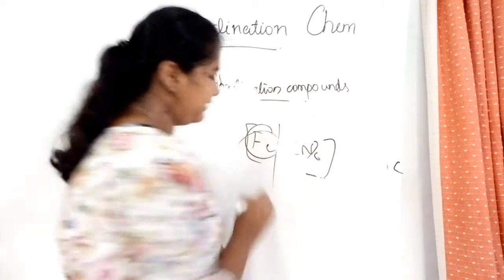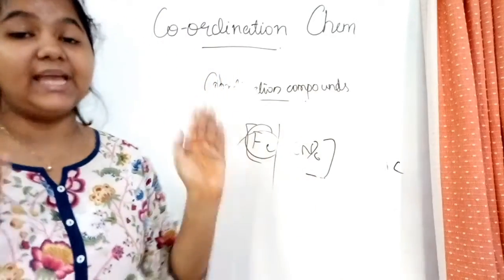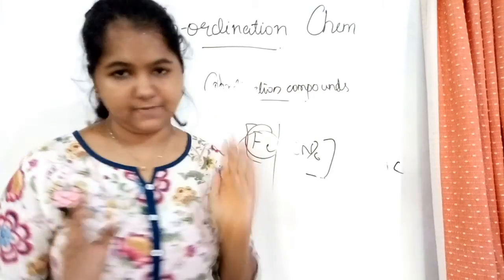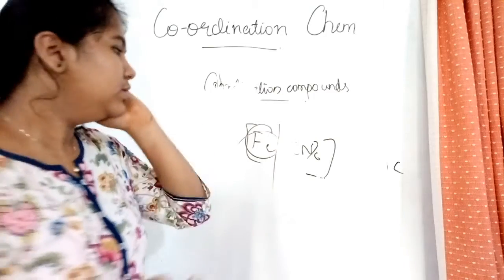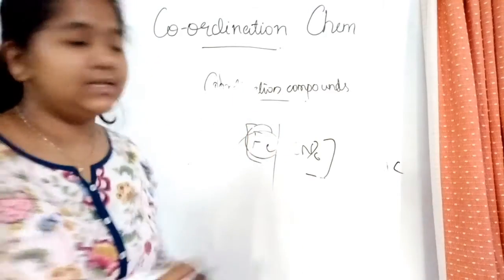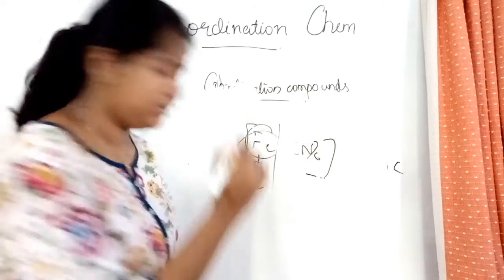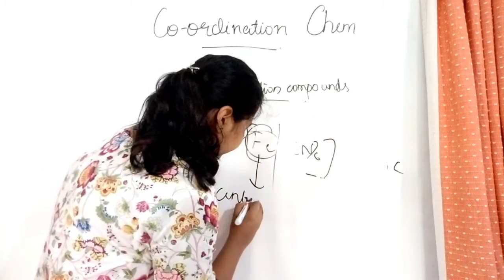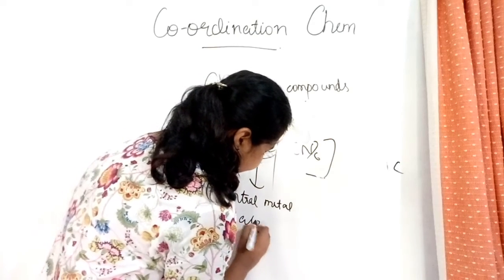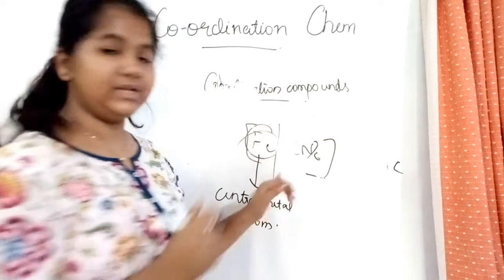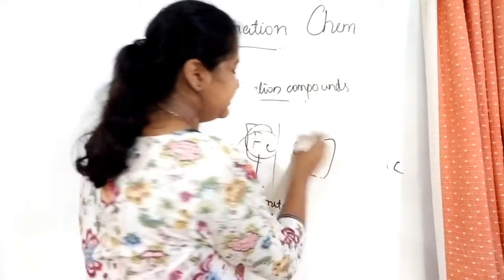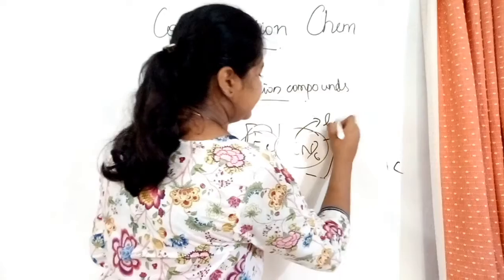So this Fe is a metal. Usually in a coordination entity, there is a transition metal. So this is a transition metal, and this transition metal is called the central metal atom. Okay? So this is the central metal atom. And over here, the rest of this is called ligands.